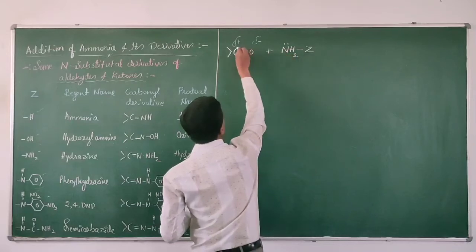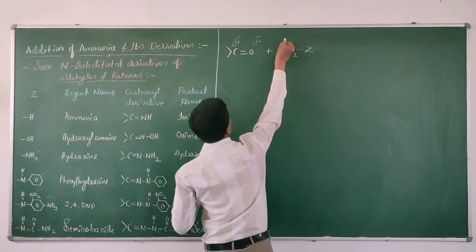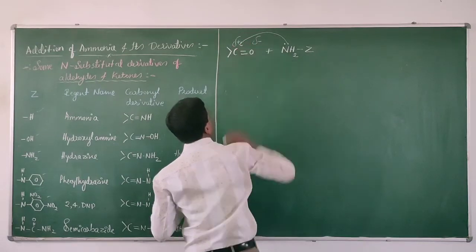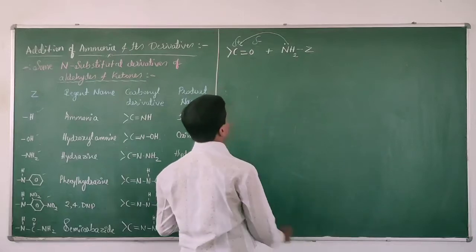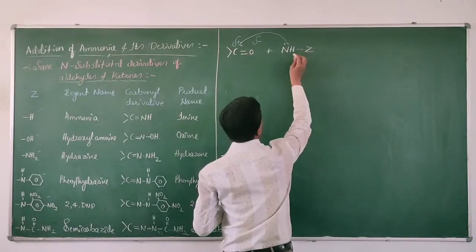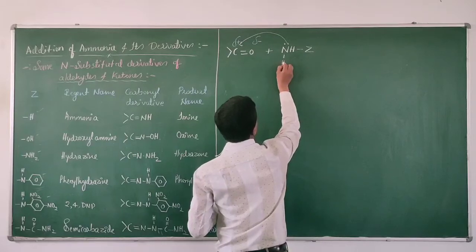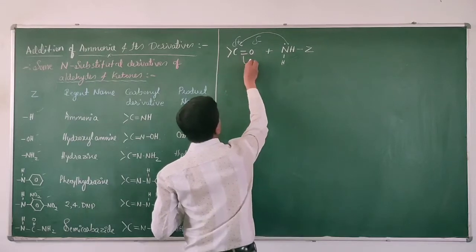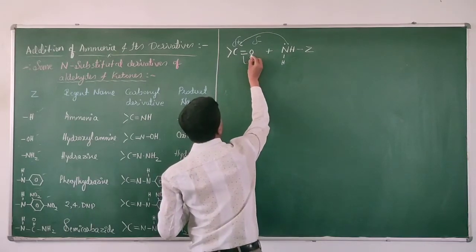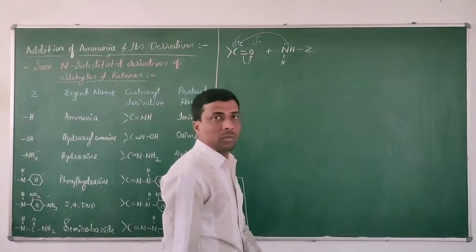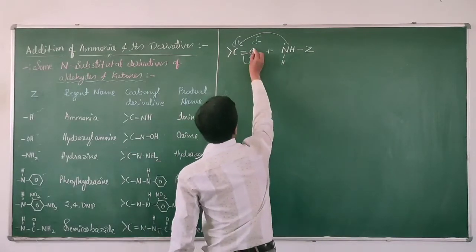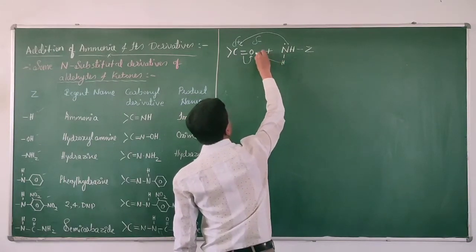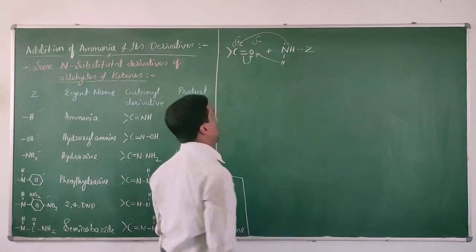Because of this lone pair, it will attack here, on the carbonyl carbon. See here, I will write NH2Z like this. A hydrogen may be split off. Then this double bond shifts here, and it develops a complete negative charge. Because of that negative charge, this H will be joined to this oxygen.